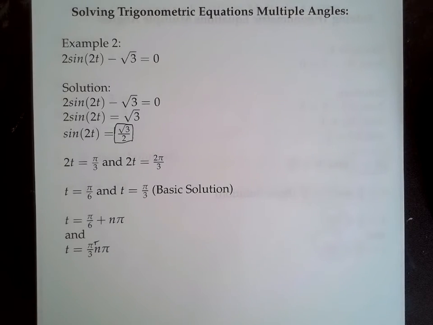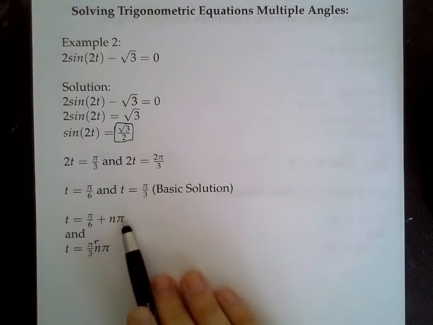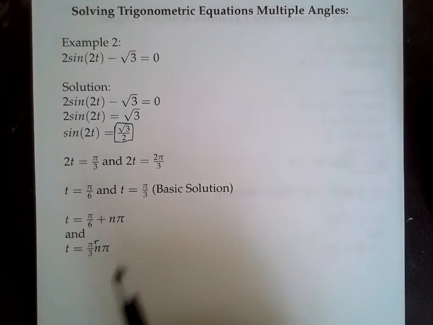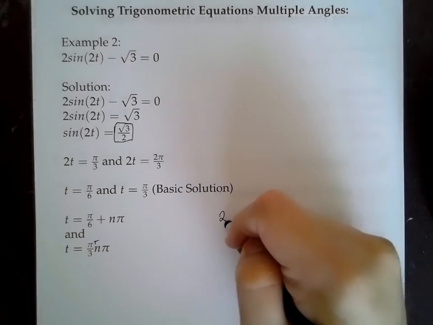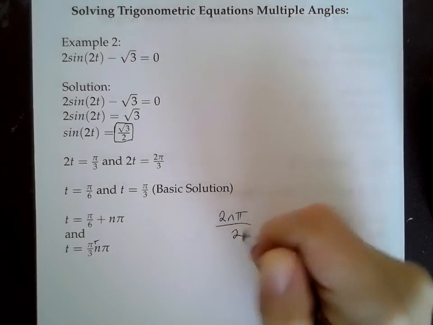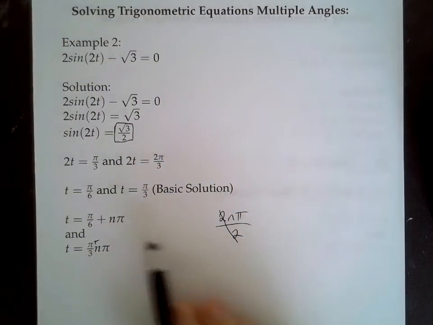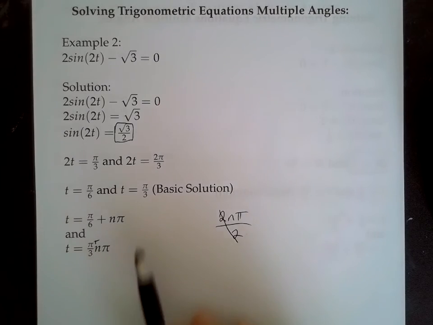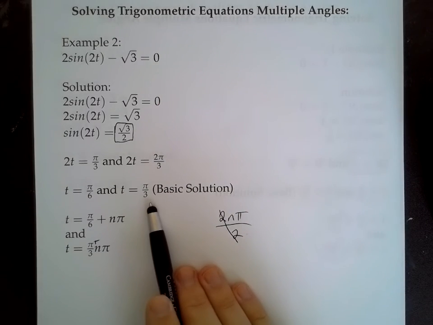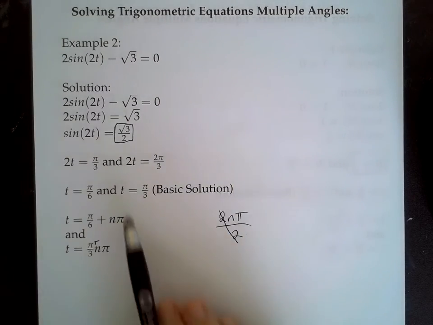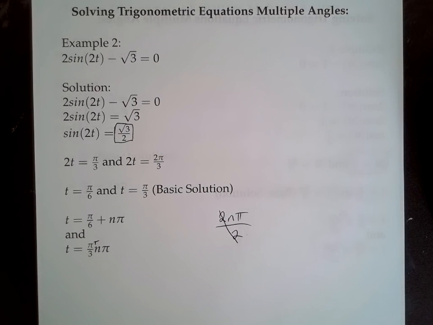Now, what I want you to think about is, why do we just have n pi here? I know that sine has a period of 2 pi. And of course the reasoning is, if we have 2n pi divided by 2, which we have here because of our multiple angle, of course our 2's cancel, leaving us with just n pi. And so we have our basic solutions of pi over 6 and pi over 3, and then we're going to have our generalized solutions, which took into account that 2, and that's why you're just adding n pi rather than 2n pi divided by 2. We should simplify when we can.